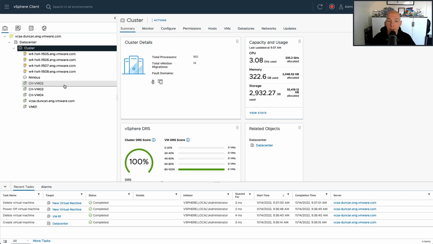Hi, Duncan Epping, yellowbricks.com. Today I'm going to show you something which was introduced as part of vSAN 8.0 and in particular with the vSAN Express Storage Architecture. For those who haven't read about the vSAN Express Storage Architecture, make sure to go to my blog and read my article about that particular new architecture that was introduced in vSAN 8.0.